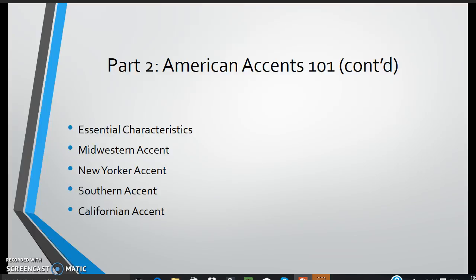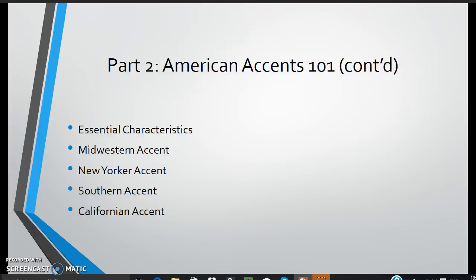Next up, we have the New Yorker accent. The New Yorker accent is definitely communicated quite frequently in movies, things of that nature. Some good shows that feature the New Yorker accent are Seinfeld, The King of Queens, and All in the Family. You might be familiar with a film known as Goodfellas. That is a very popular film as well.